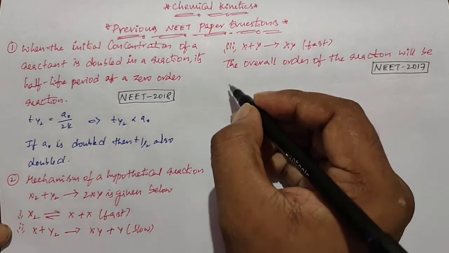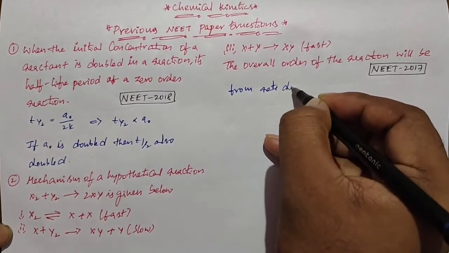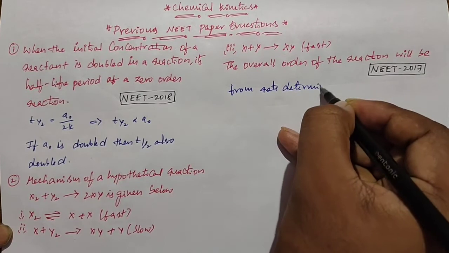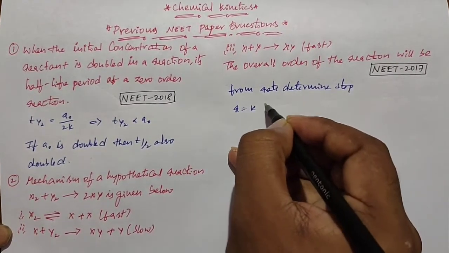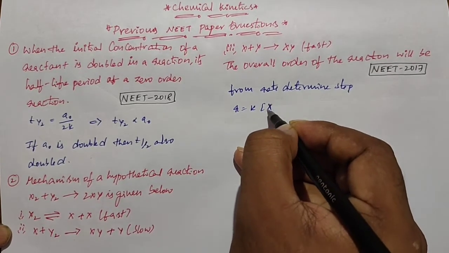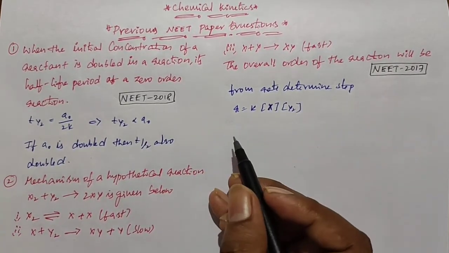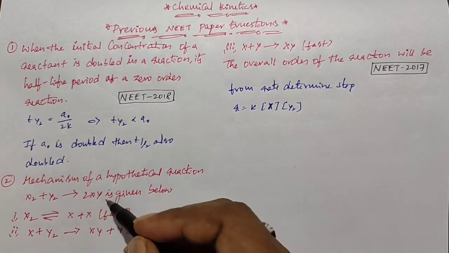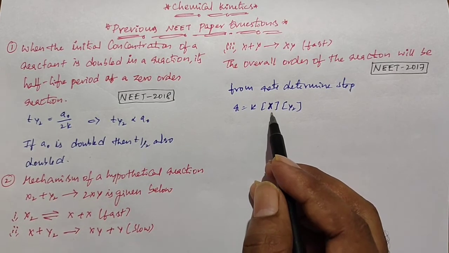So from the rate determining step, R is equal to K into concentration of X into concentration of Y2. So the rate law should always indicate only the given reactants. It cannot contain the intermediates. So here X is an intermediate.